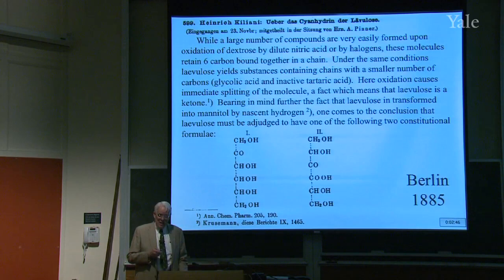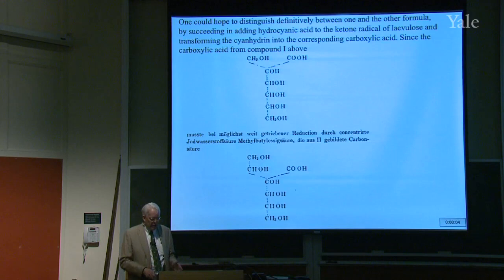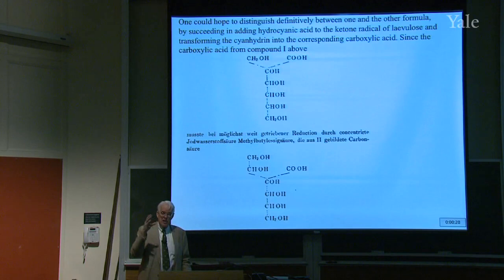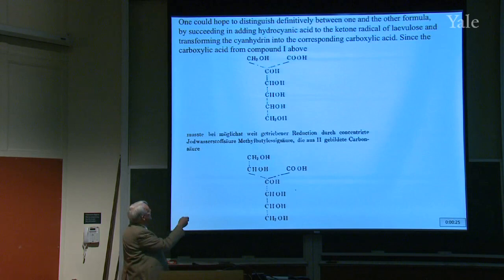Okay. So he goes on in the paper to say, one could hope to distinguish definitively between one and the other formula by succeeding at adding HCN to the ketone radical of levulose and transforming the cyanhydrin into the corresponding carboxylic acid. So you add CN, hydrolyze it so it's COOH, it adds to the carbonyl carbon. So from compound one, you would get this, adding CN here and turning it into carboxylic acid. From compound two, from the ketone on the next position down, you'd add here and get that carboxylic acid.